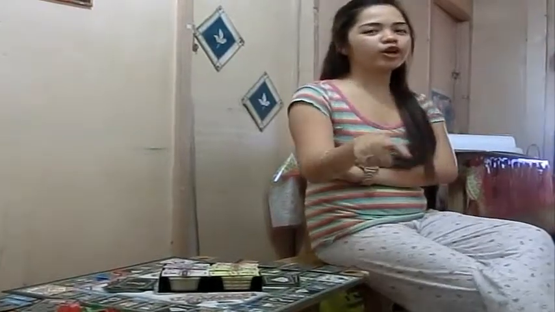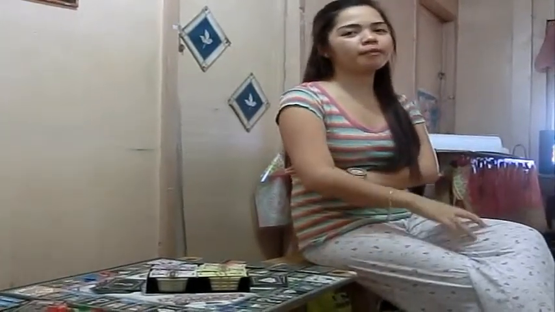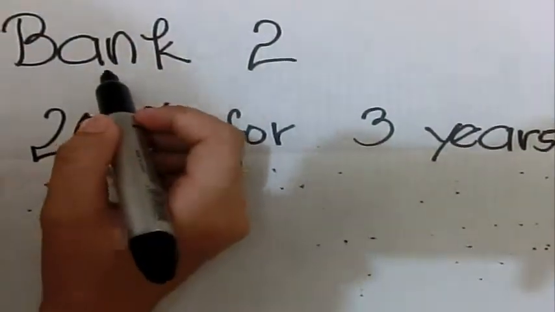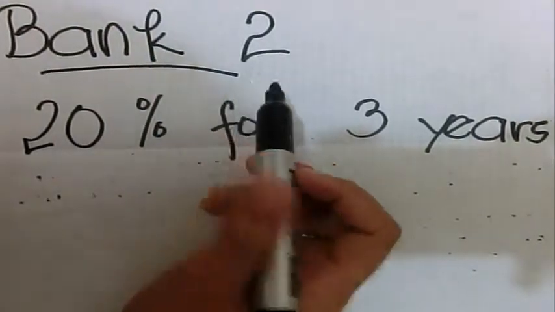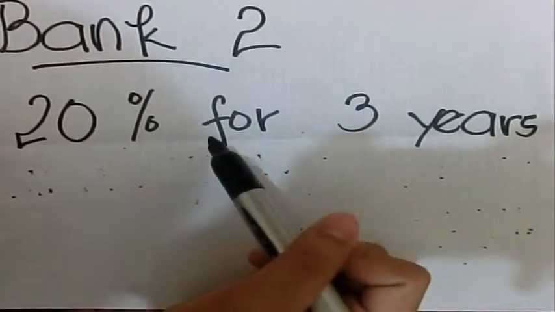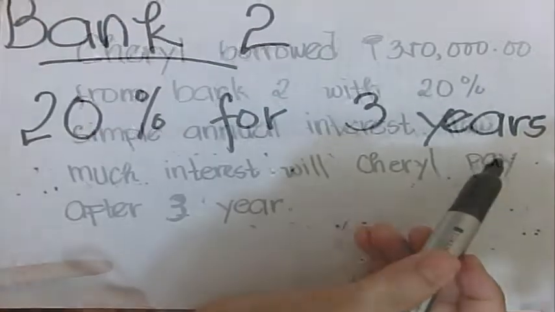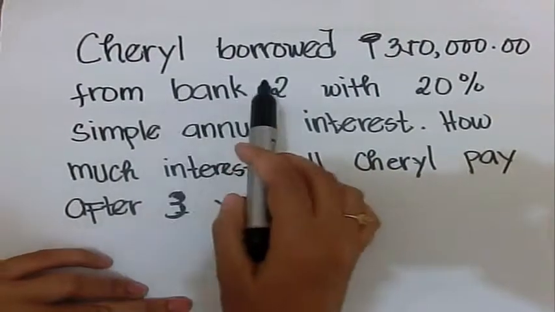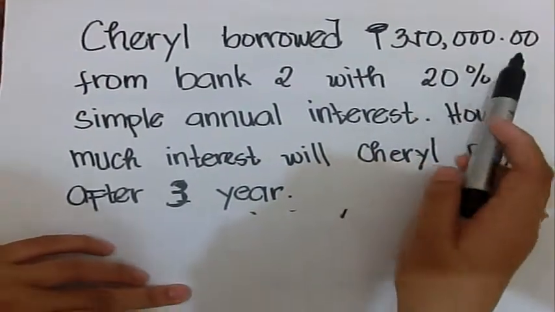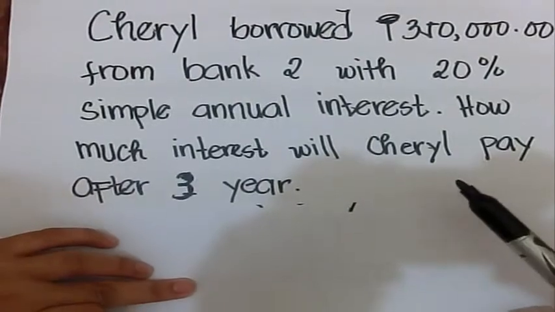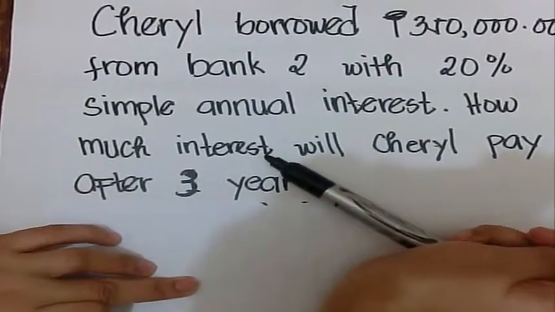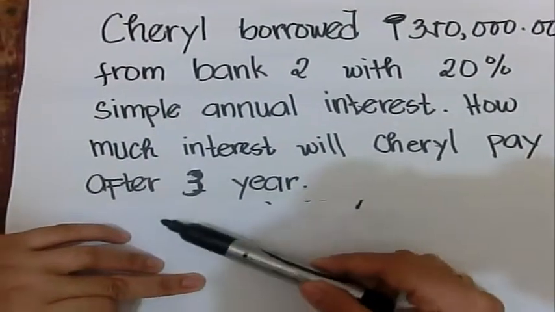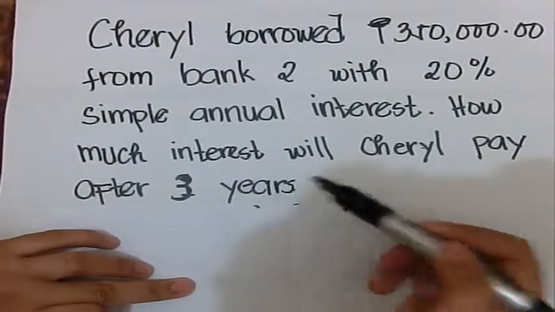I want to borrow 350,000 from Bank 2. Now, Cheryl prefers to borrow at Bank 2 with 20% interest for 3 years. Okay, so this is now our problem. Cheryl borrowed 350,000 pesos from Bank 2 with 20% simple annual interest. How much interest will Cheryl pay after 3 years?